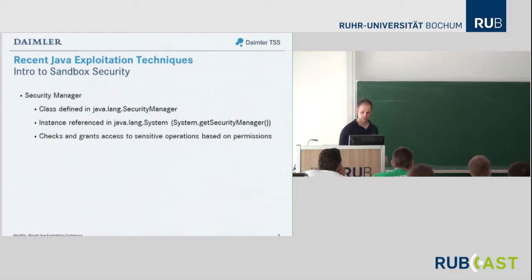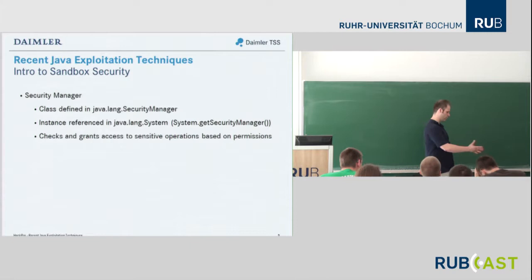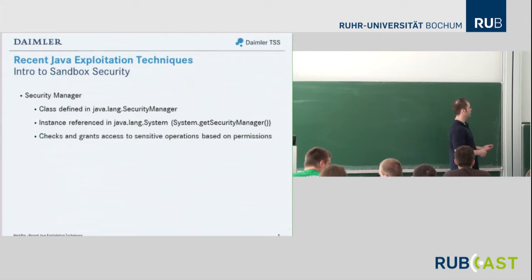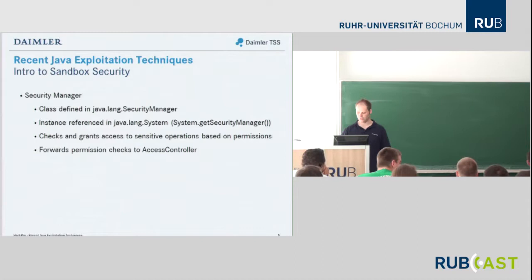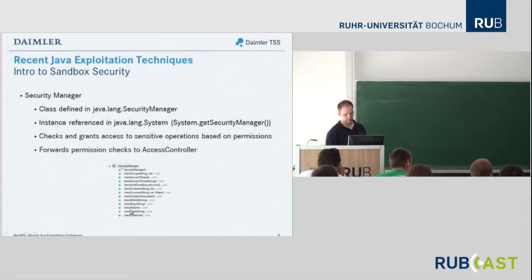The checks are based on permissions. So the security manager, if you want to open a file, checks in the sandbox environment if you have the privileges. For that, he will ask the access controller, and the access controller is using a specific mechanism for that. And here's a short list again of the methods. Whenever you want to open a socket, one of the methods is called in order to verify if you have the privileges.